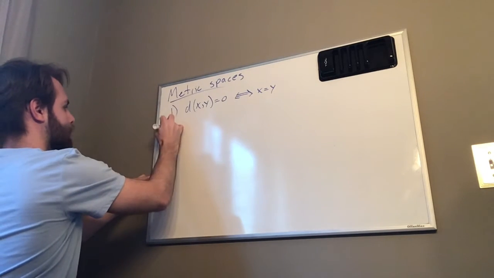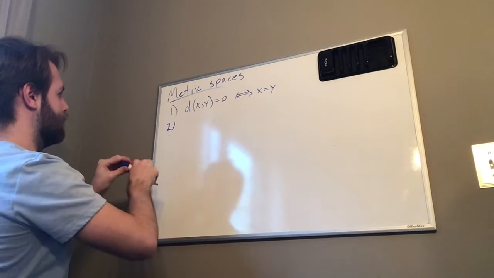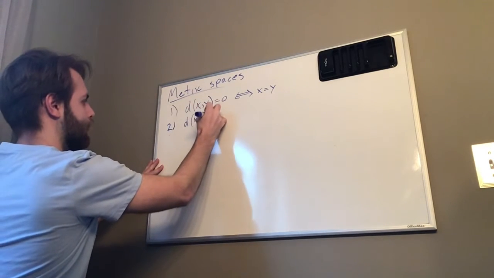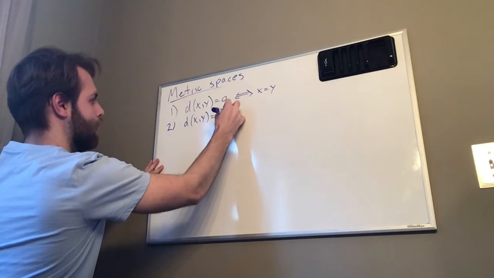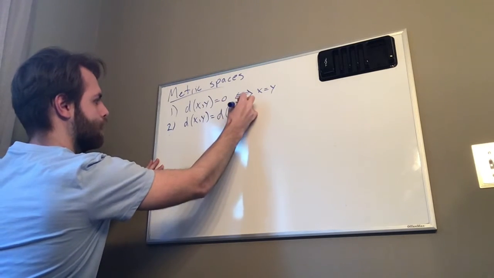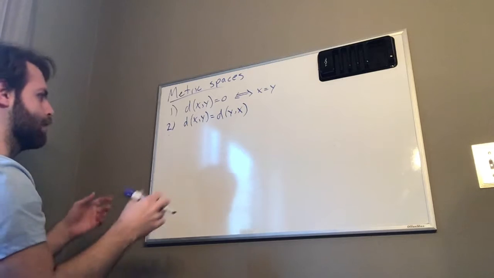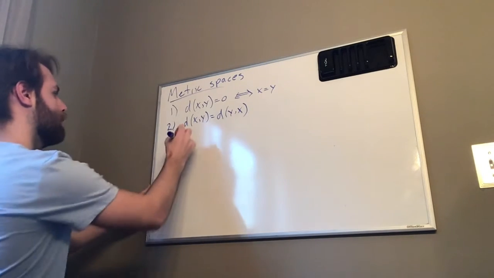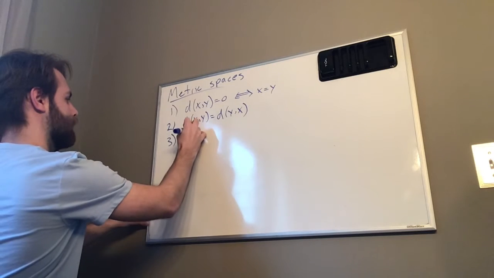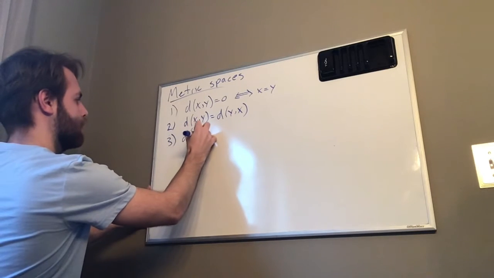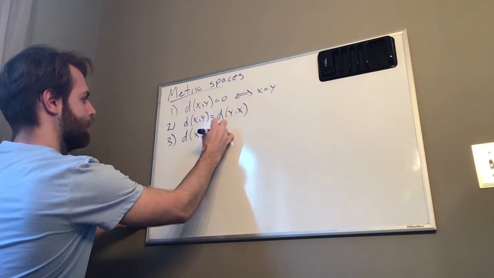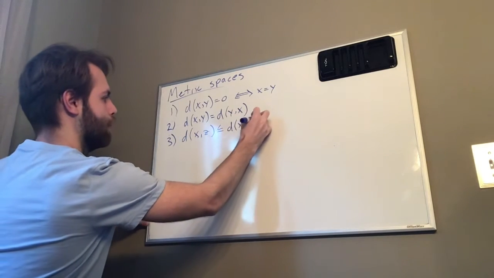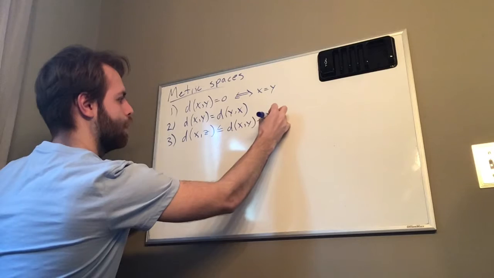Okay, second property is that the distance from x to y is equal to the distance from y to x. Makes sense. And then the third property is called triangle inequality. That says the distance from x to z is less than or equal to the distance x to y plus the distance y to z.